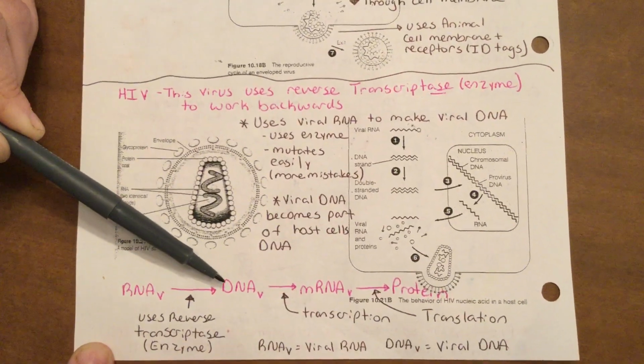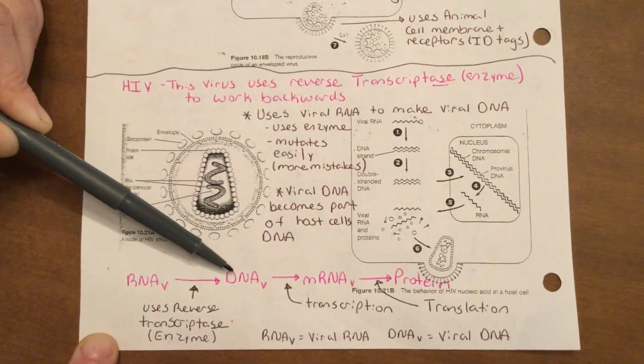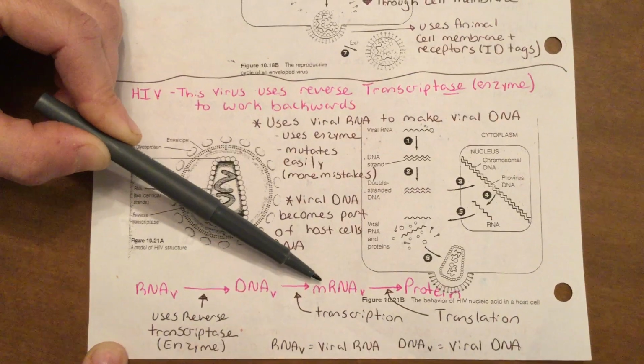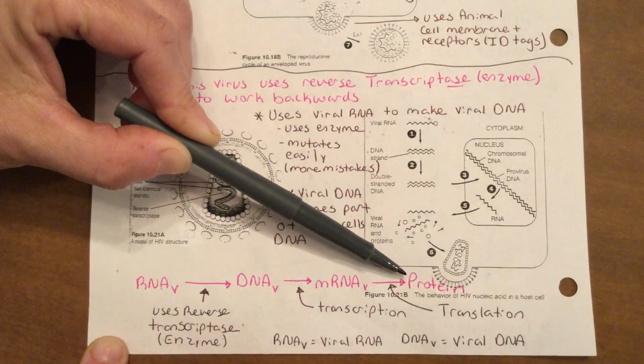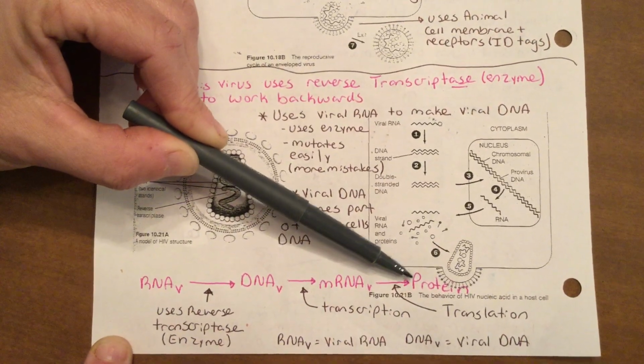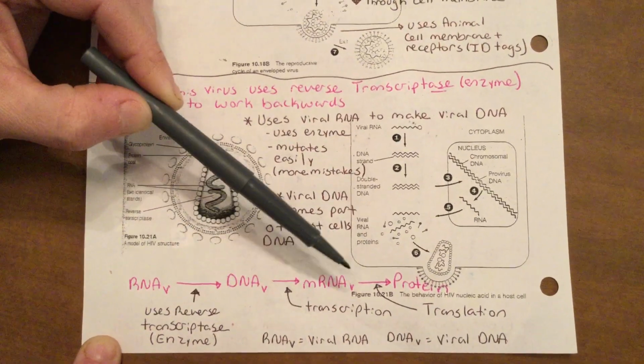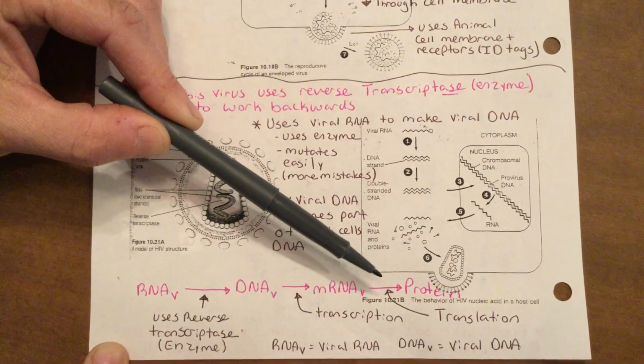That viral DNA, we said, can become part of the host cell DNA, and it's going to take over the host cell DNA, cause it to make more viral messenger RNA, which causes it to make more protein, as it goes through this process of taking over the cell. So you see the same steps. You'll still see translation and transcription along the way.